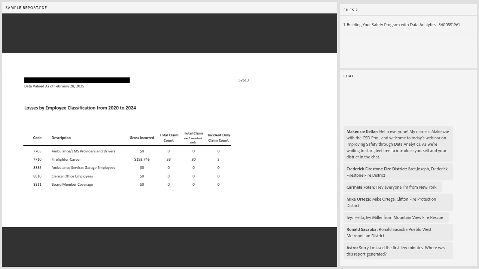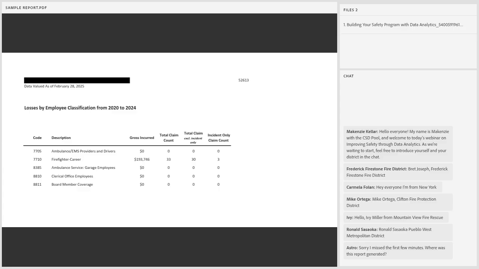In this example here, all losses come from firefighters. There were 33 claims in total, 3 of which were incident only. So what are incident only claims? Okay, these are reports made for documentation purposes. They're often like near misses.